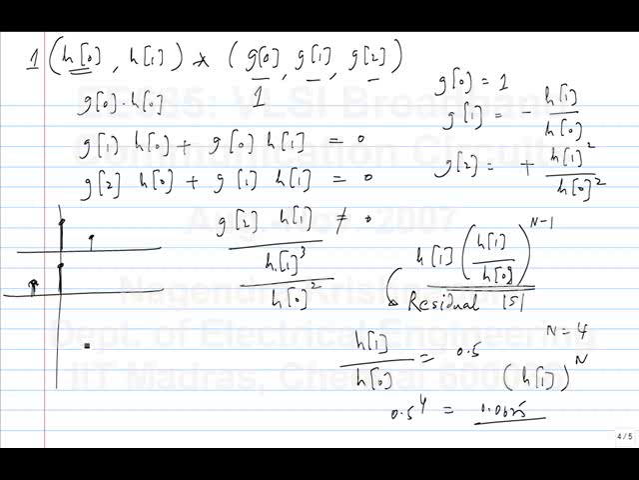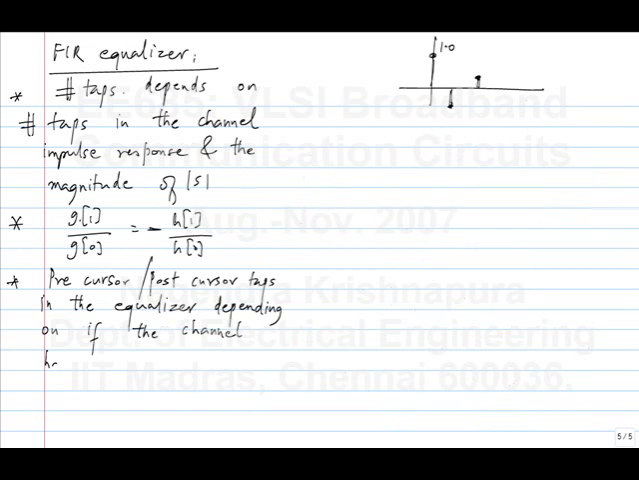So if you have this, then what is the kind of response you want from the equalizer? You want something of this sort, so that when you flip and add it, you will get the cursor and you can cancel the other one. So whether you have precursor taps in the equalizer depends on whether you have precursor taps in the ISI to start with. It depends on if the channel has precursor or post cursor ISI.